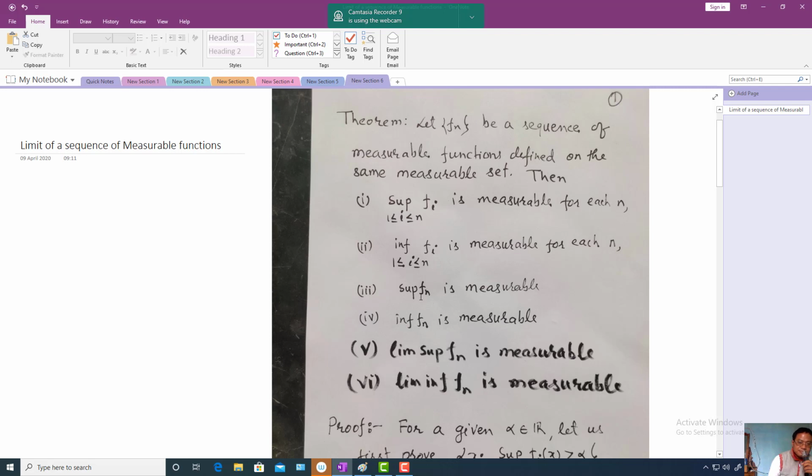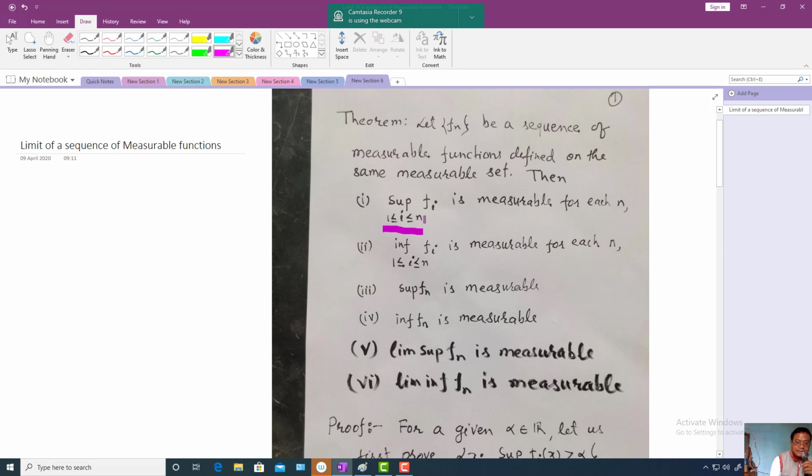Supremum means the supremum where n goes up to infinity. You have a sequence of functions, and for that you take the supremum. In the finite case it is called maximum, or for notational convenience it is denoted by supremum also. But when n tends to infinity, we just write supremum. Then when n tends to infinity, the infimum function we just call infimum Fn. So then we can talk about limit supremum, which is also a measurable function. Then limit infimum is also a measurable function.